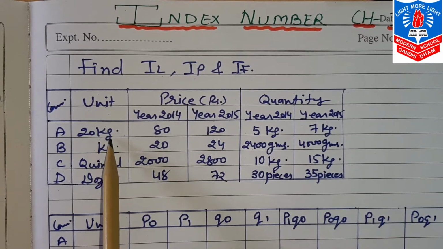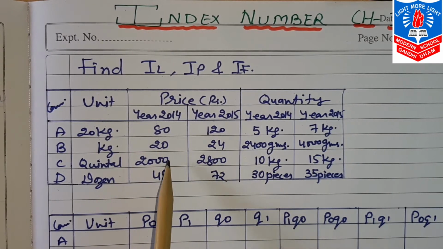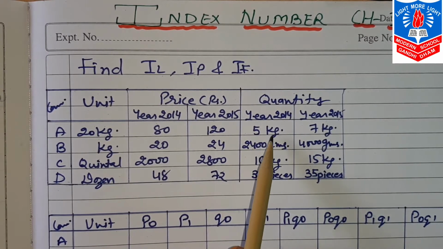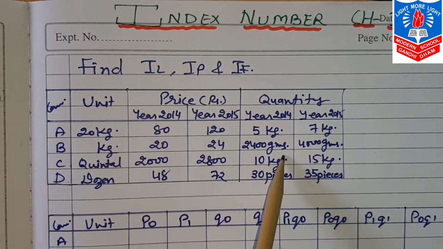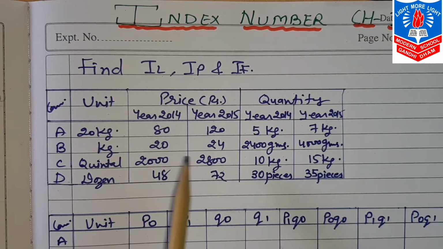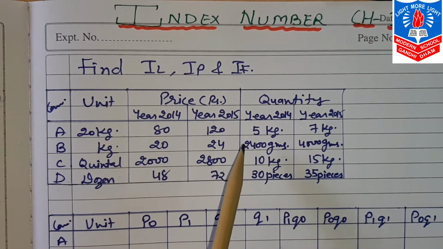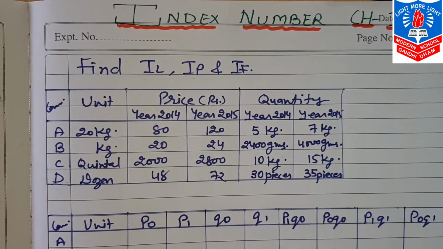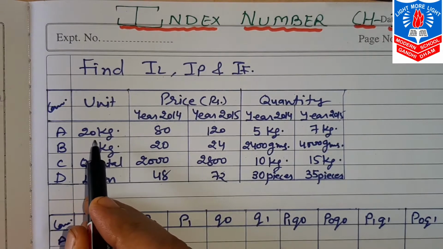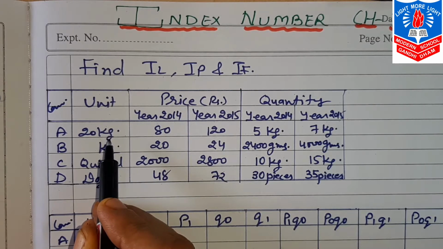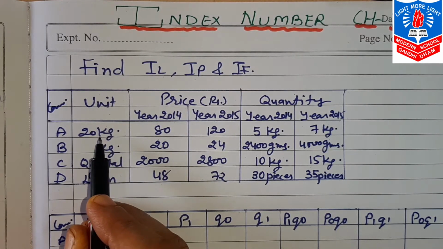Now here you can see these prices or quantities and the units of measurement, like here it is 5 kg, 2400 grams, 10 kg, 30 pieces, this way it is given. Certain rules are there which you should remember, and accordingly we will solve the sums. Here is the first rule. You can see 20 kg is mentioned. Remember, this should always be 1 kg. If it is not there, then we will change this.